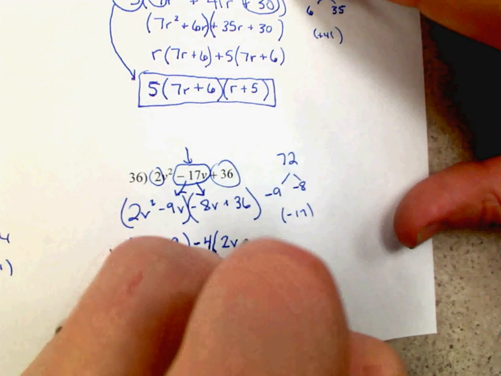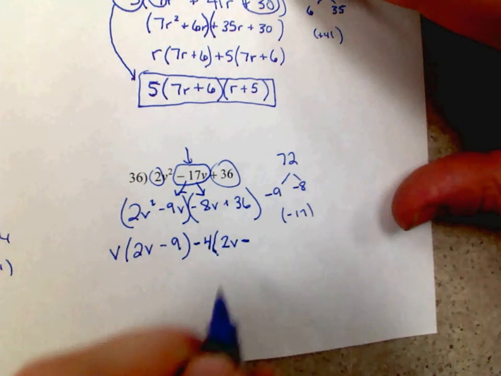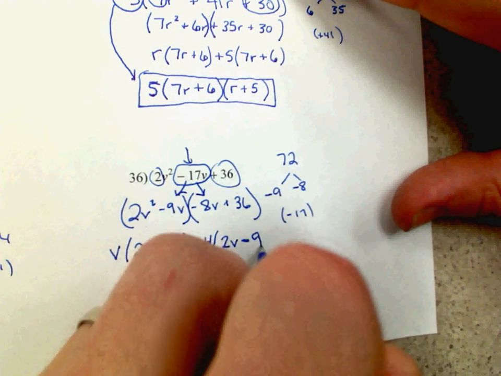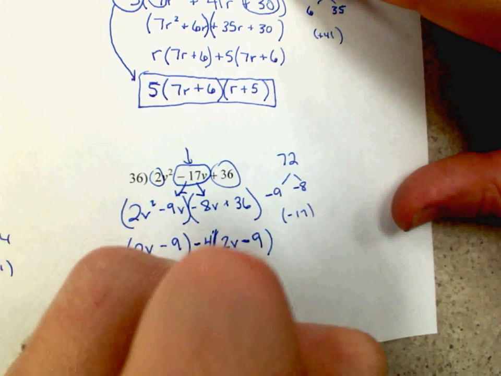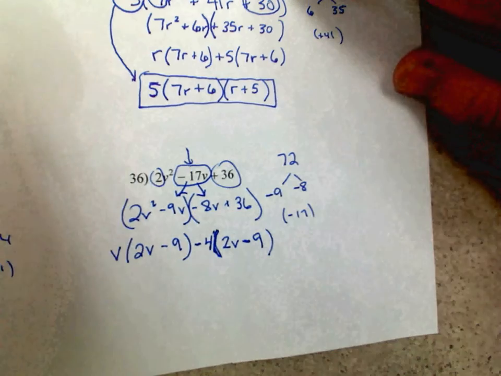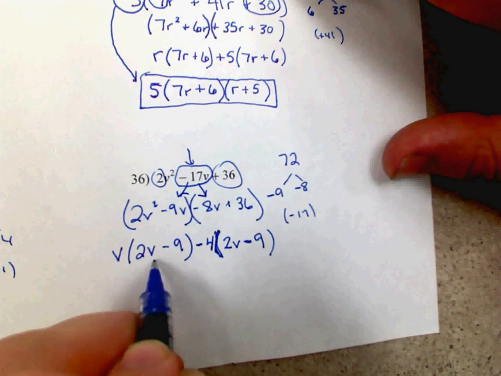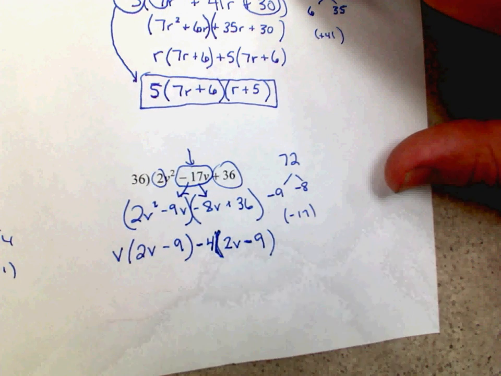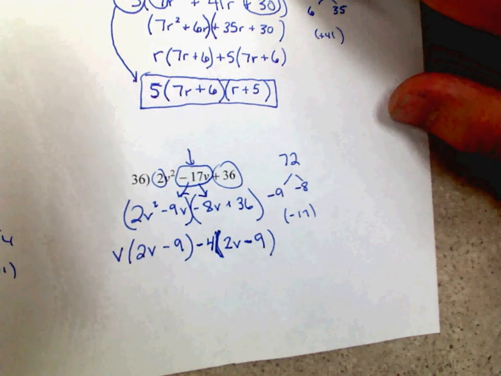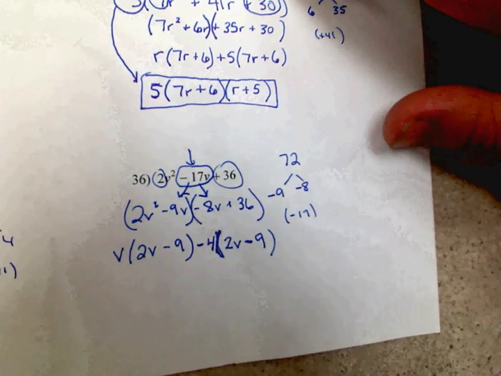And if you'll notice, the reason why I had to take out a 4 and I had to take out a negative is because now my 2v minus 9 over here looks like my 2v minus 9 over here. They have to match, so pull out what it takes to make them match. And then your answer is v minus 4, 2v minus 9.